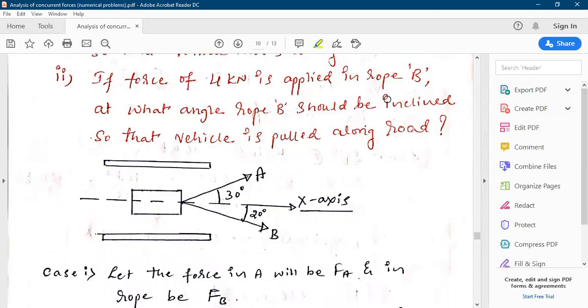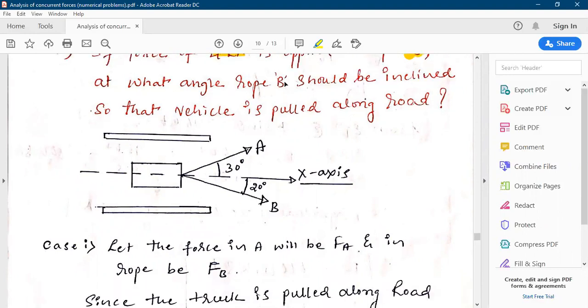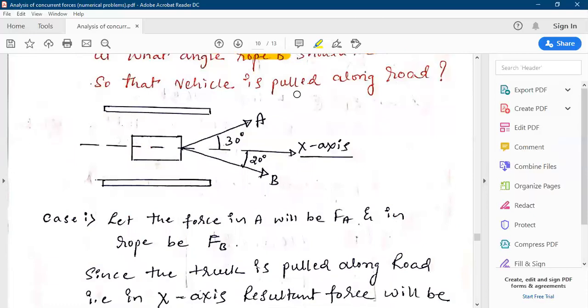Similarly, in the second part of the question, they are asking: if a force of 4 kilonewton is applied at rope B, at what angle should rope B be inclined so that the vehicle is pulled along the road?